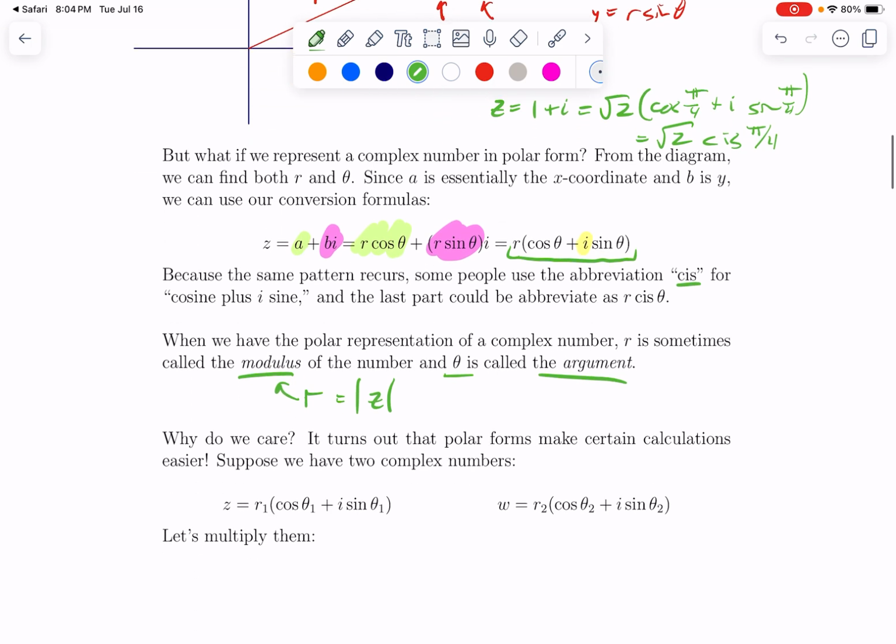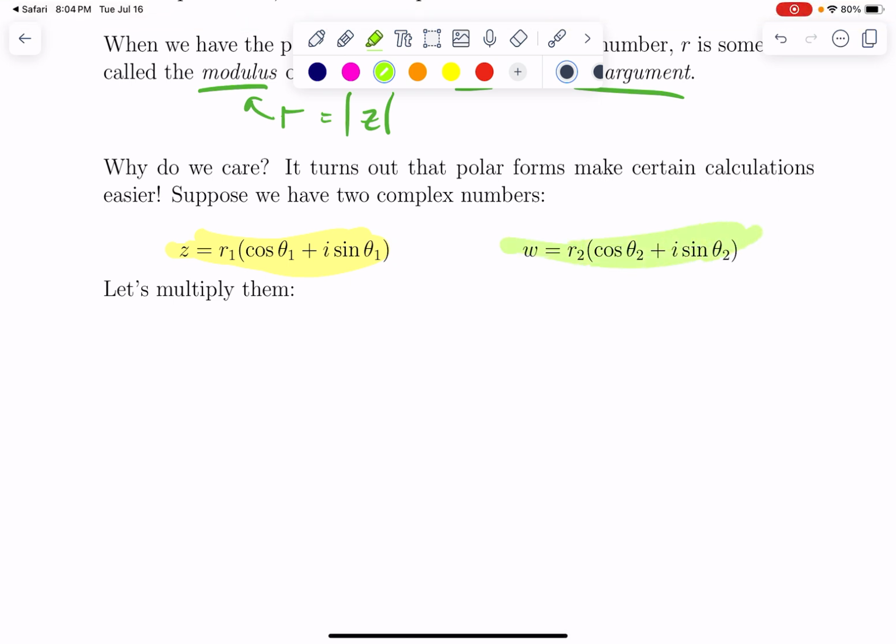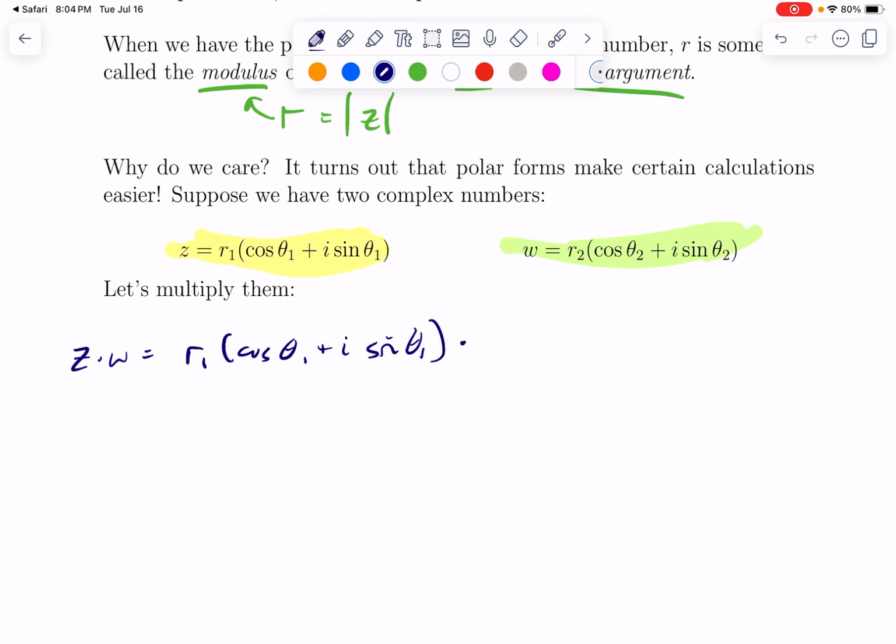Now, why do we care? Let's see what happens if I have two complex numbers. Here's z in polar form with an r1 and a theta 1, and here's w in polar form with an r2 and theta 2. I'm going to multiply them together. So z times w would be r1 (cosine theta 1 plus i sine theta 1) times r2 (cosine theta 2 plus i sine theta 2).